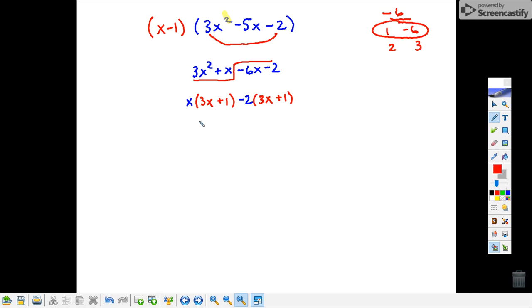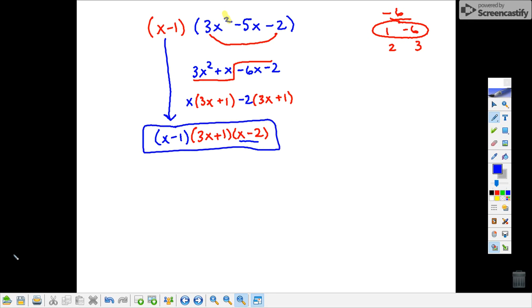So we would get 3x plus 1, and then x minus 2. I thought I changed colors. Okay. This is the blue right here. But then don't forget that that factor we had back at the beginning also needs to be part of our answer. So we get x minus 1. And that would be your answer.